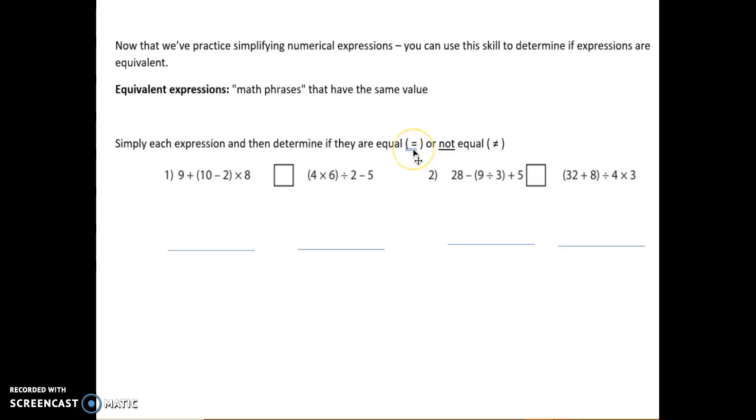And so we would use the equal sign. I think everybody's comfortable with the equal sign. And this is what the equal sign looks like. I'm sorry, this is what the not equal sign looks like. It is an equal sign with a slash going through it.